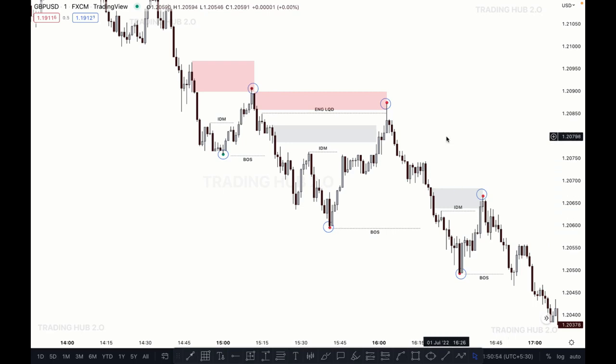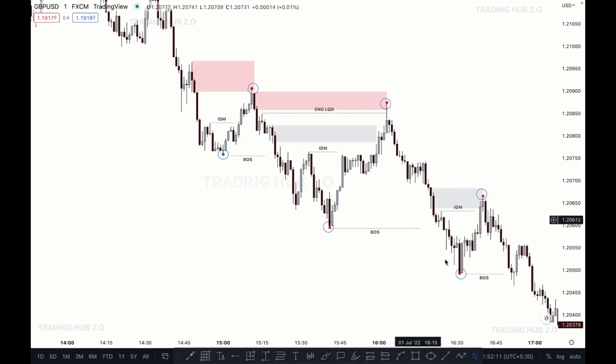Before taking entry, you must remember one thing: sell after taking out a high, buy after taking out a low in a bullish market, and sell when the market takes out a high, like here. When the market takes out a high, then sell; when the market takes out a high, then sell. Same thing is here. So this is a simple way to identify inducement and engineering liquidity.